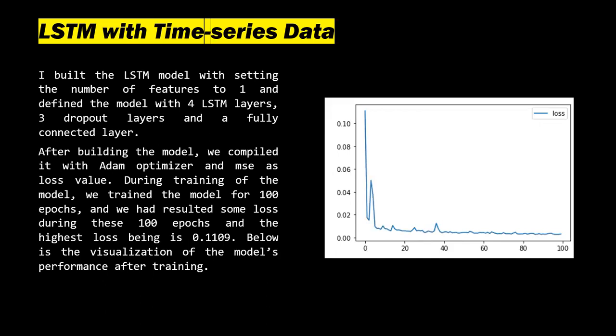And I build the LSTM model with setting the number of features to 1 and define the model with 4 LSTM layers, 3 dropout layers, and a fully connected layer. After building the model, I have compiled it with Adam Optimizer and MSE as loss value. During training of this model, I trained the model with 100 epochs, and we have resulted some loss, and the highest loss being is 0.1109, as you can see in the visualization I have attached in this slide.